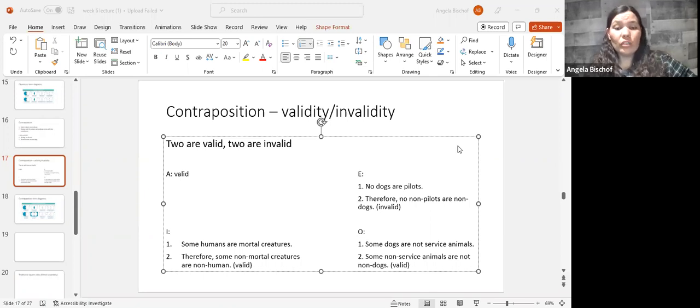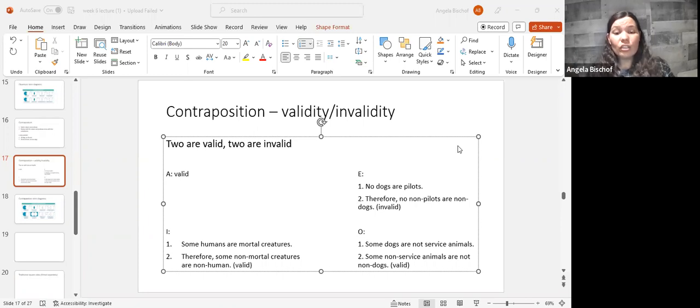So some humans are mortal creatures, flip them. Some mortal creatures are humans, slap on that class complement. Therefore, some non-mortal creatures are non-human. So it's true that some humans are mortal creatures, and you might be thinking, that's obviously true, because every human's a mortal creature, but that's you sticking your semantics into the statement when we can't be doing that. Some humans are mortal creatures is just saying there's at least one thing that's a human and a mortal creature. And since all humans are mortal creatures, of course there's going to be at least one who's mortal. So this statement is true.